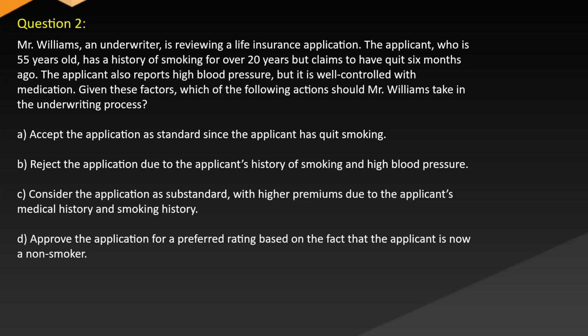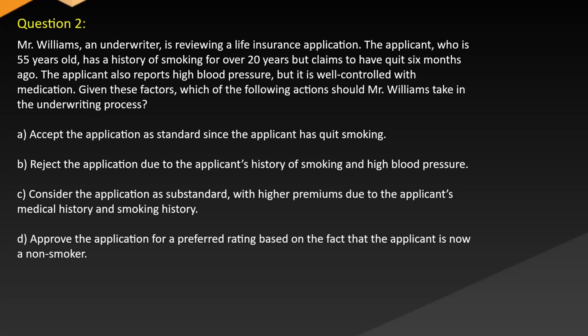The applicant, who is 55 years old, has a history of smoking for over 20 years but claims to have quit 6 months ago. The applicant also reports high blood pressure, but it is well controlled with medication. Given these factors, which of the following actions should Mr. Williams take in the underwriting process?